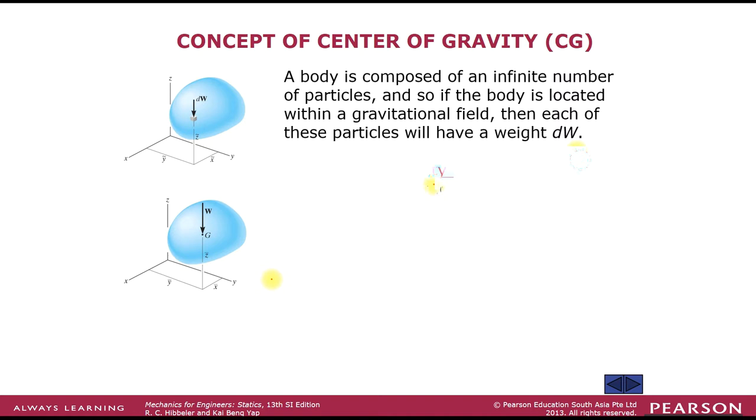Also, the sum of moments of the individual particles' weights about point G is equal to zero, meaning that if we collectively consider all these individual particles at a location, the sum of the moments of the individual particles' weights at a given distance from an axis defines what we call the center of gravity. And also the sum of moments of all the individual particles about the point G is equal to zero.